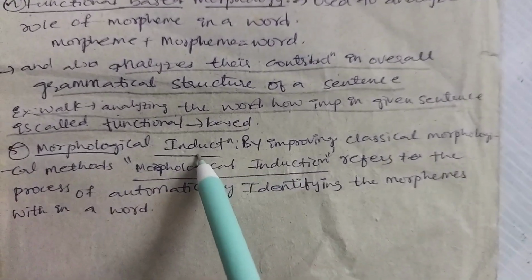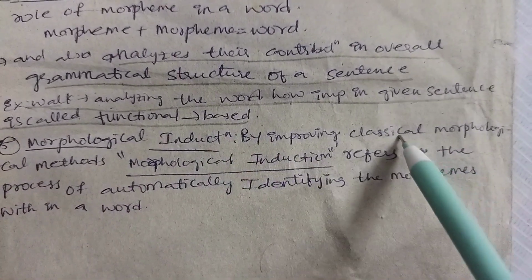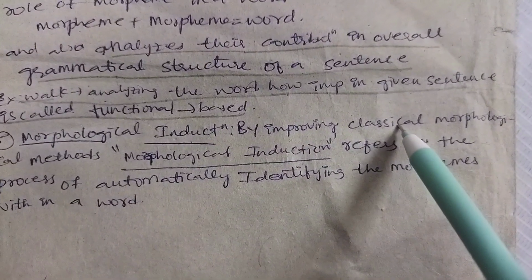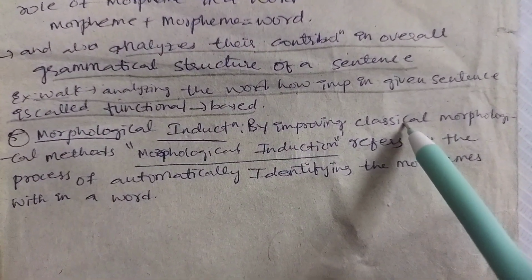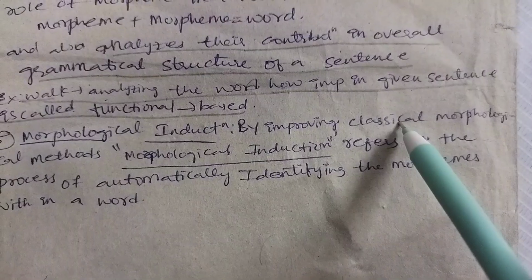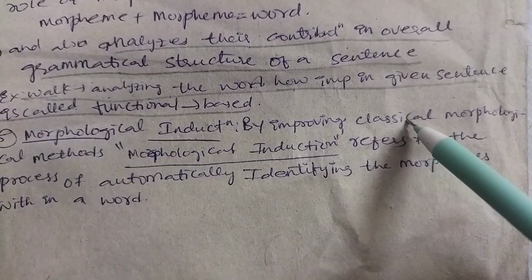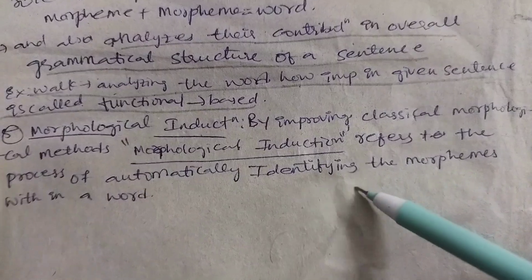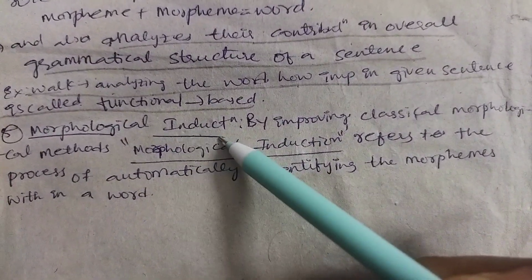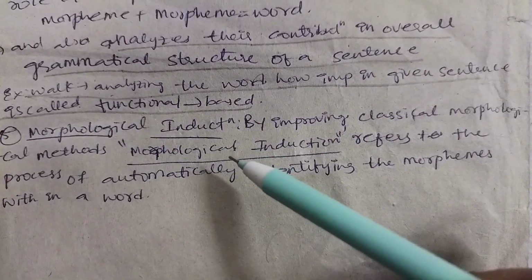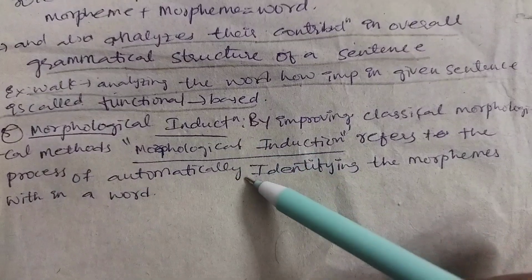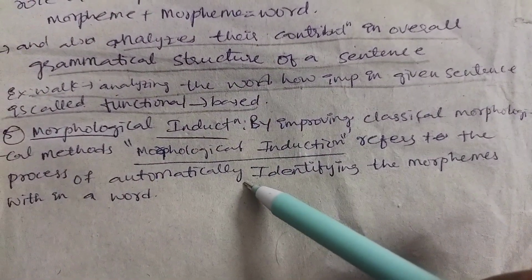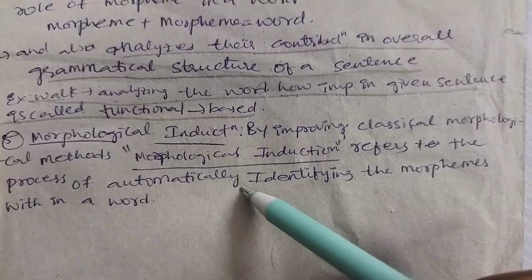Morphological induction is the process of improving the classical morphological models, like identifying automatically whether a word is present within a word. It is an identification process: whether the word is present in the sentence or not, we use this concept, morphological induction.